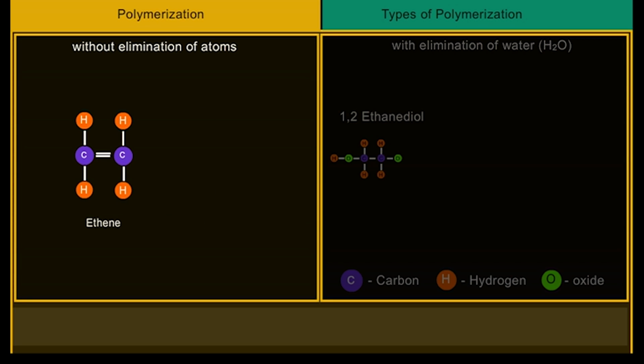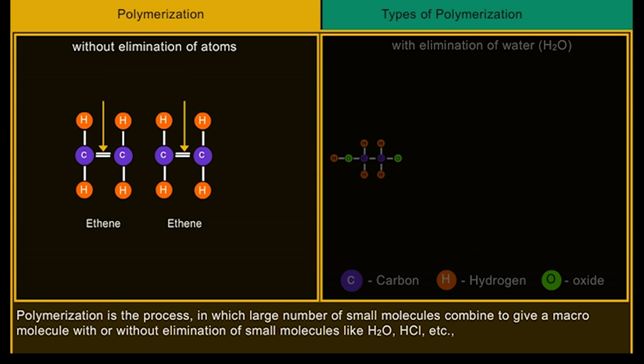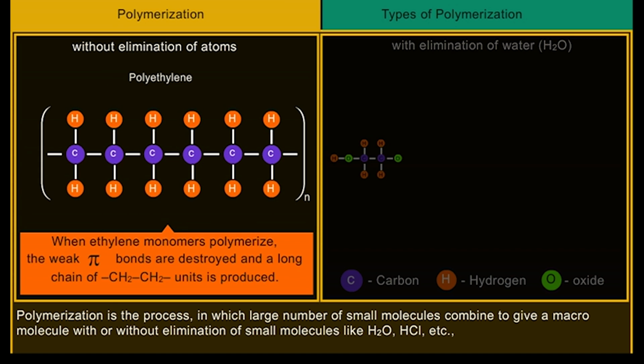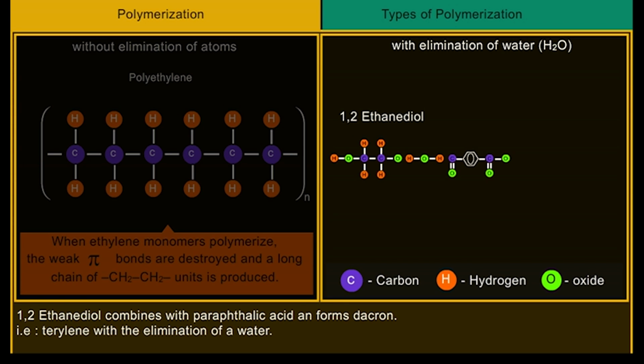Polymerization is the process in which a large number of small molecules combine to give a macromolecule with or without elimination of small molecules like H2O, HCl, etc. 1,2-ethanediol combines with paraphthalic acid and forms dacron, that is, pterylene, with the elimination of water.